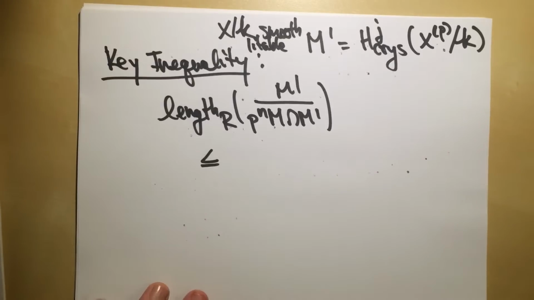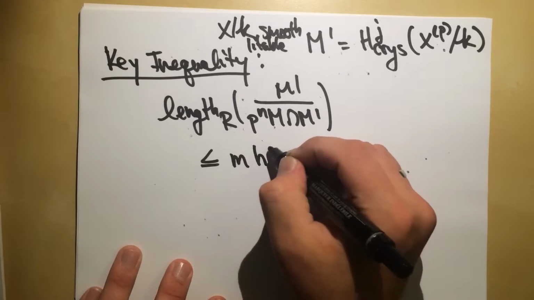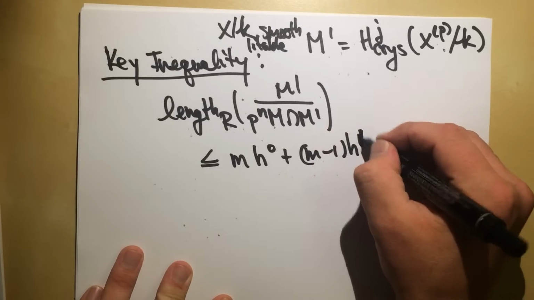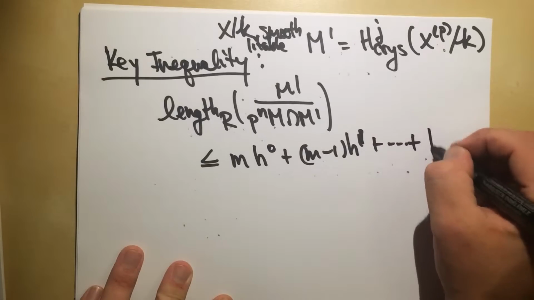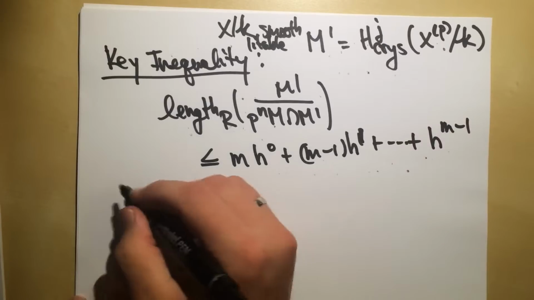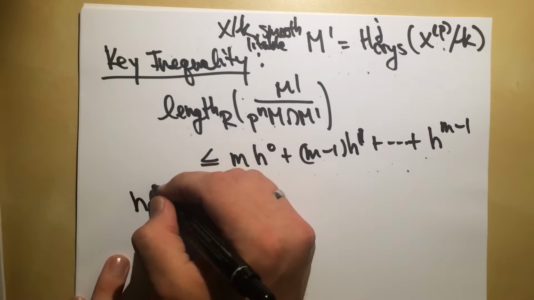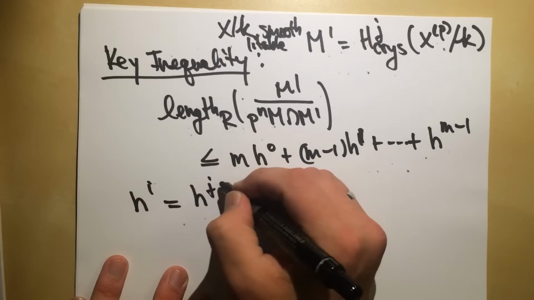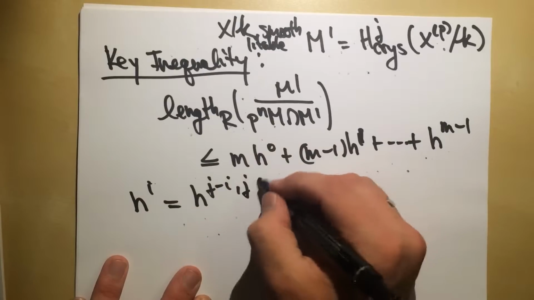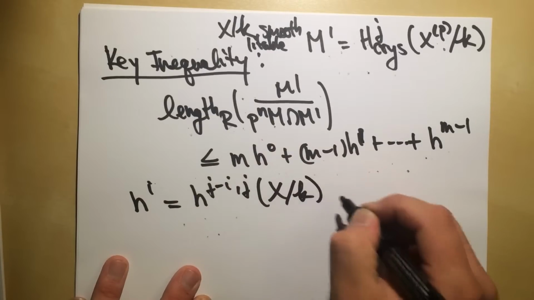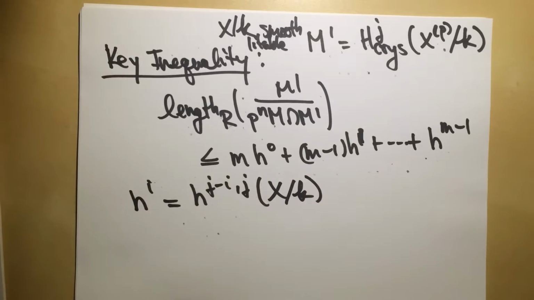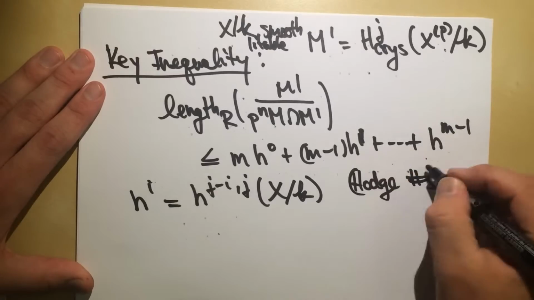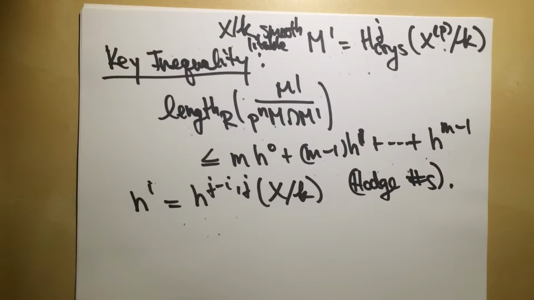Then mod p, this is going to be m h0 plus (m minus 1) h1 plus, and so forth, up to h_(m minus 1). Here h_i is h^(j minus i, i) of X over K. So these are the Hodge numbers. That's what's important, the comparison here.